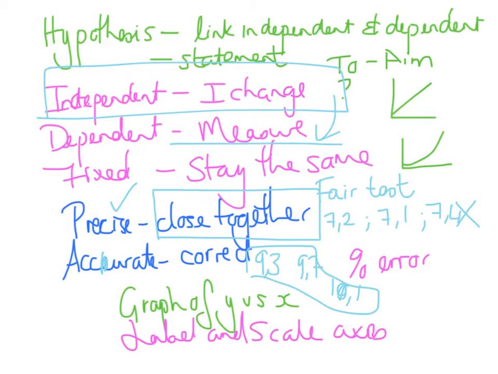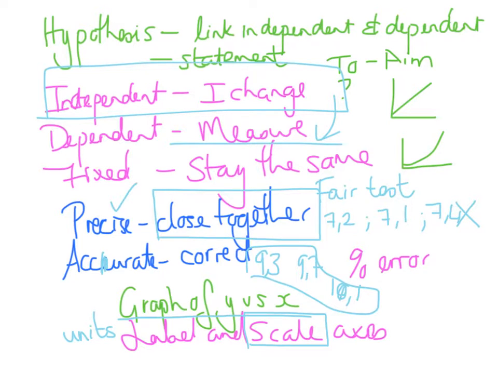Remember, when you're plotting graphs, you always give it a heading, graph of y versus x, whatever's on the y-axis versus whatever is on the x-axis. You then label and scale your axes. Remember, scaling your axis, start at 0 and then choose an appropriate scale that goes up in even units. Don't forget to put units onto your description for your labels on your axes as well.